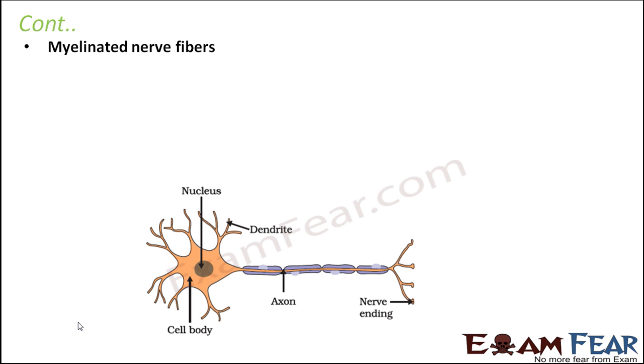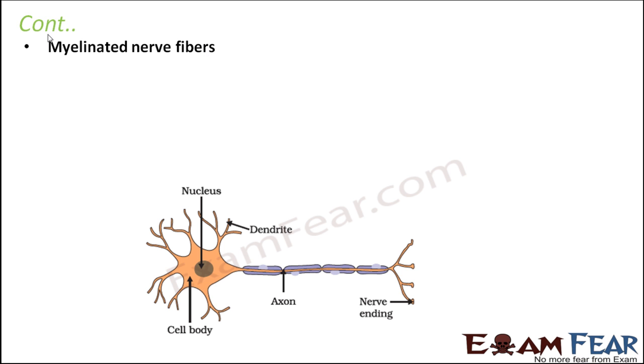Now, as far as the structure is concerned, one more part of the structure which we did not discuss in the last slide is, you can see that when you look at this axon, even outside the axon there is some covering, there is some structure which you see in grey. So what is that structure? Based on the presence or absence of that structure, there are two types of nerve fibers. One is myelinated nerve fibers and the other one is non-myelinated nerve fibers.